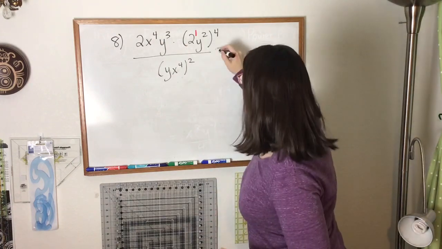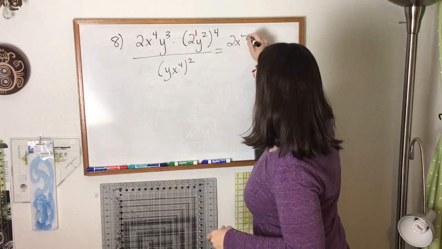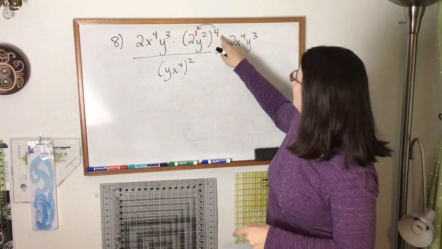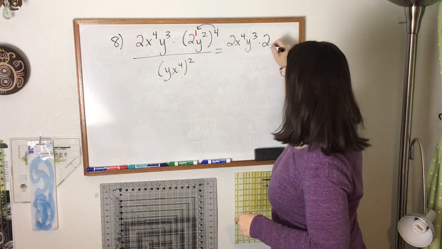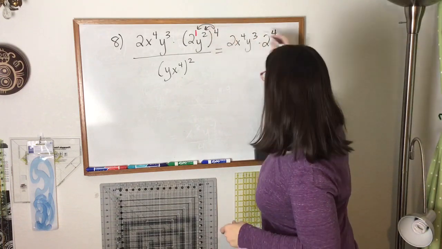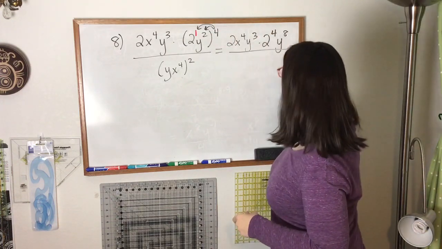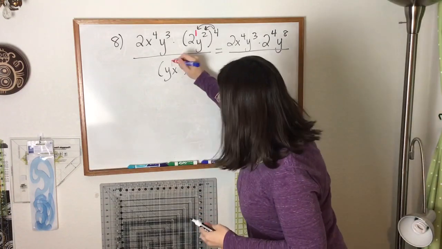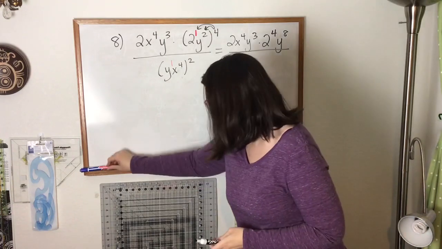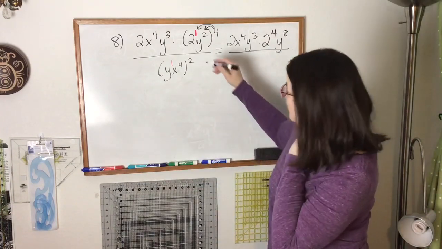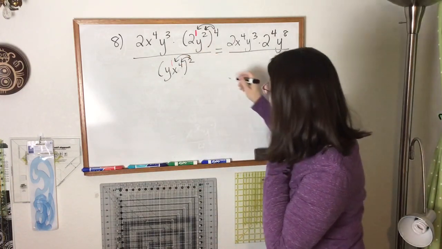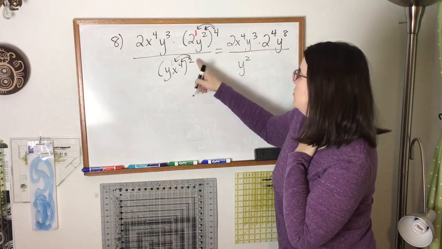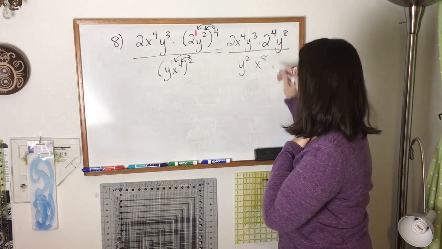This is not doing anything, so I'm just going to rewrite it, 2x to the 4th, y to the 3rd. Now I'm going to carry this in. 4 times 1 is 4, so now I have 2 to the 4th. 4 times 2 is 8, so I have y to the 8th. On the bottom, this y also has a 1. People always remember it better on the variables than they do on the numbers. Now I'm going to carry those in. y to the 1 times 2 is y squared. x to the 4 times 2 would be x to the 8th.